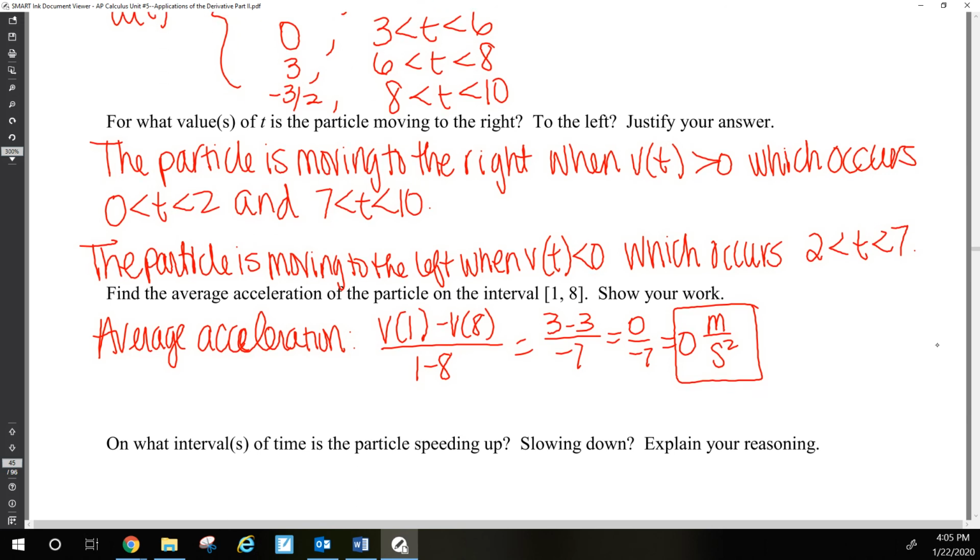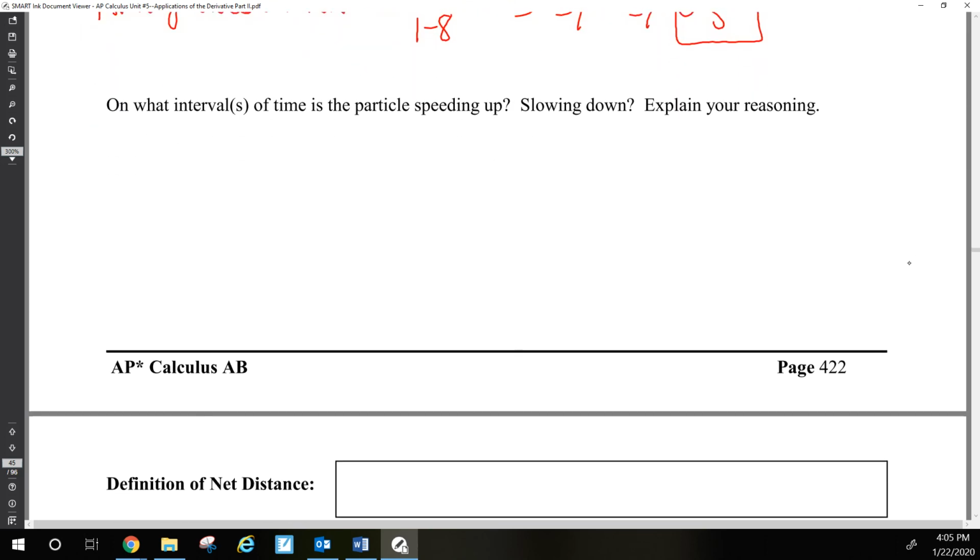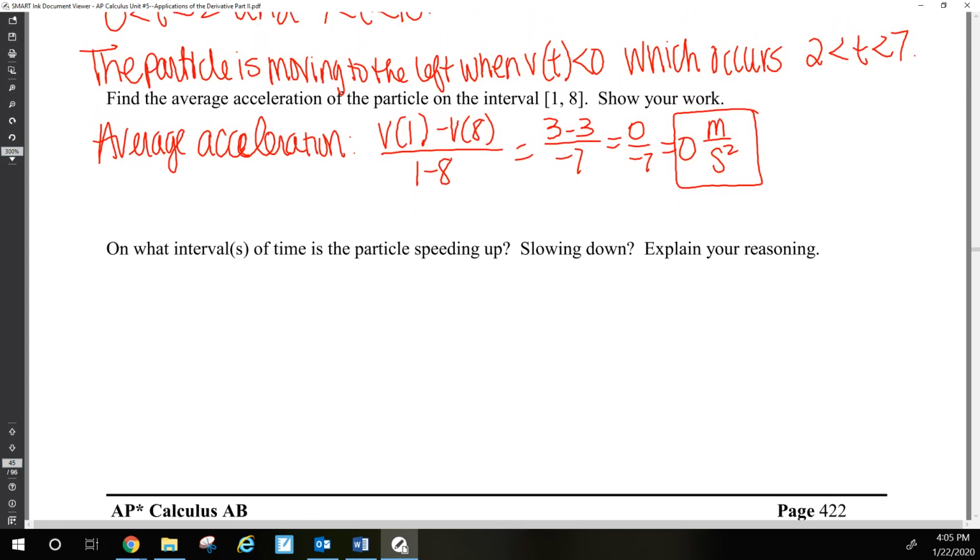All right, when I come back, we'll finish this last piece and we'll move on to the next page where we start talking about net difference and total distance.